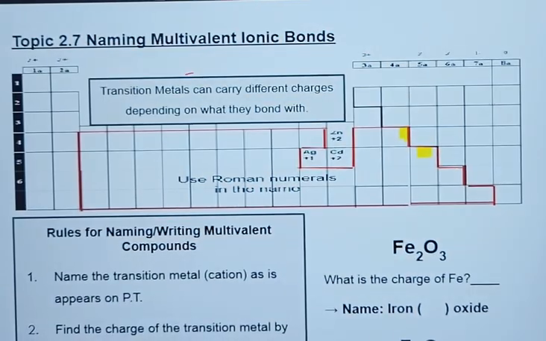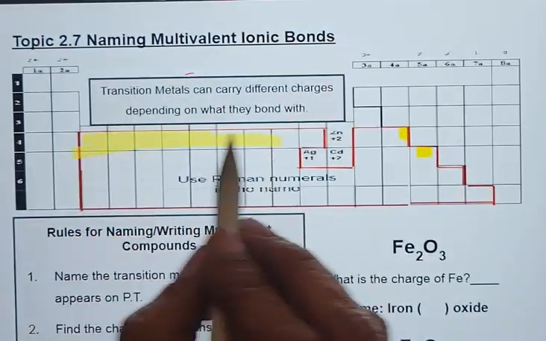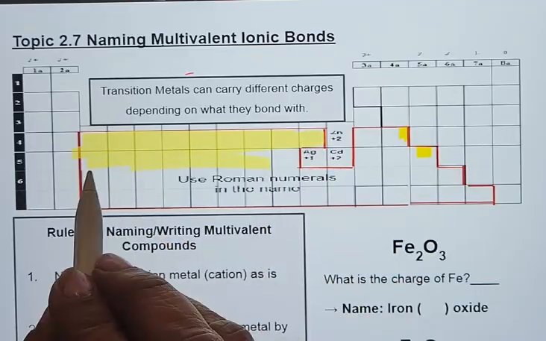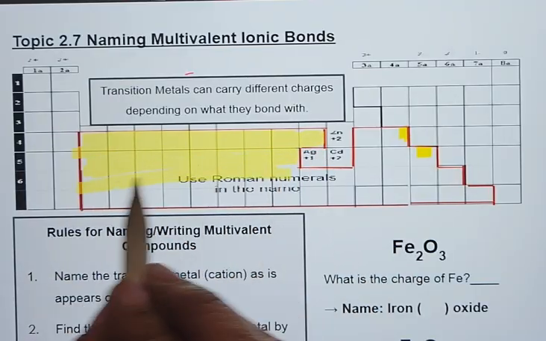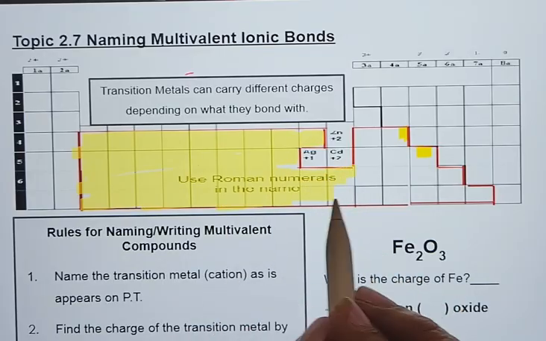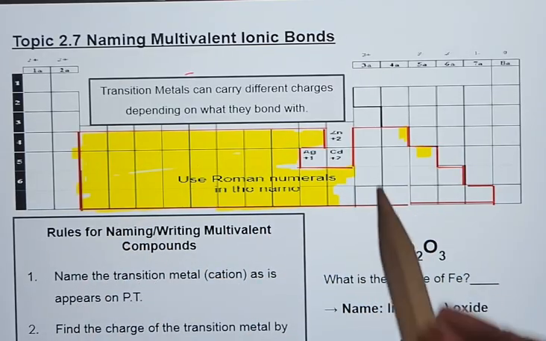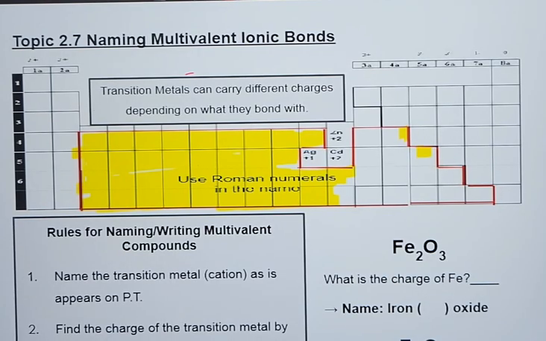So we are going to get a highlighter and mark everything here. I'm going to select all transition metals except there are 3 exceptions. What are they? Zinc, cadmium, mercury. You have to memorize those 3.